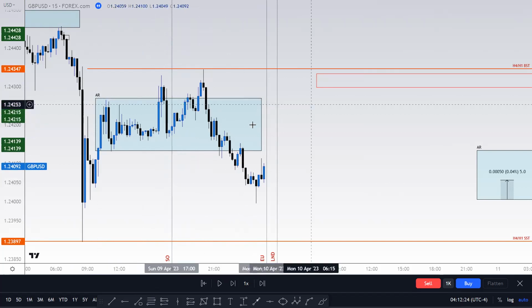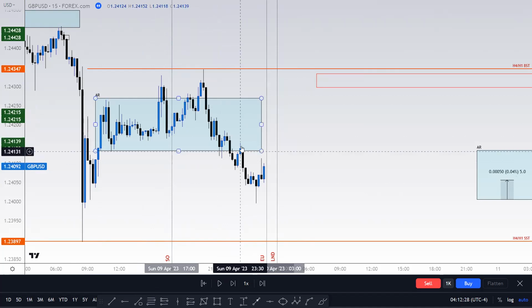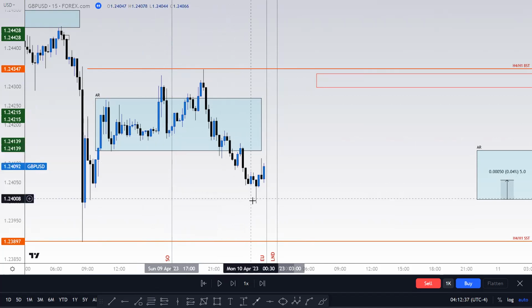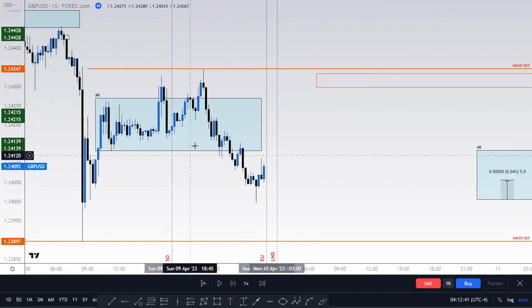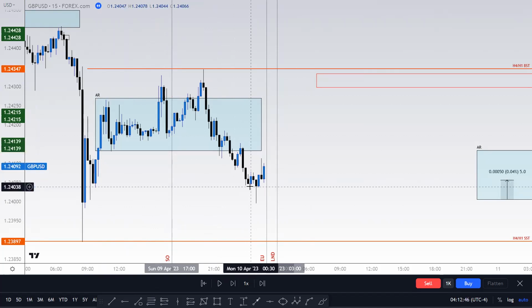Now, let's imagine you took this as the range. You would have seen that before the European Open, price broke outside of the range. There's a bearish break outside of the range, it retested this bearish order block, and then continued towards the next draw on sell side liquidity, which was the swing low down here. So this is a break, retest, continuation to the downside.